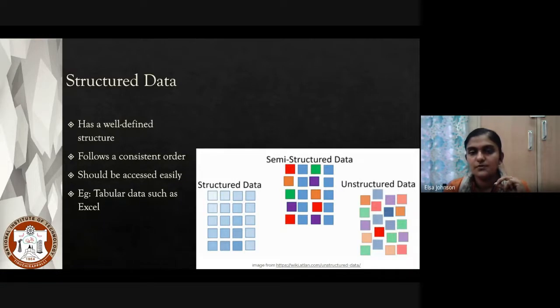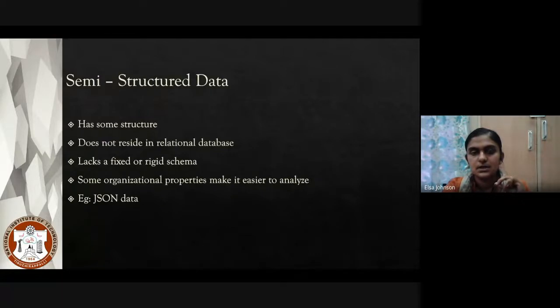So the relation of color is there. So some structure is that, in that respect, but there is no relation between the fruit or the carry bag. So some structure is there, not fully structured. So these are the types according to structure, for example JSON data, and some organizational properties make it easier to analyze, but it lacks a fixed or rigid schema.